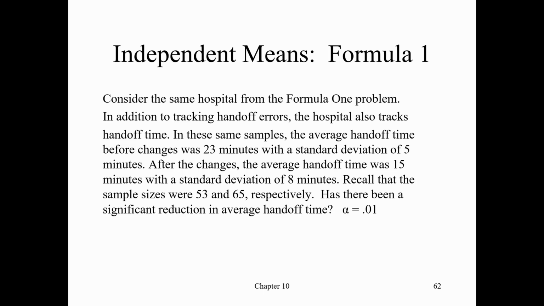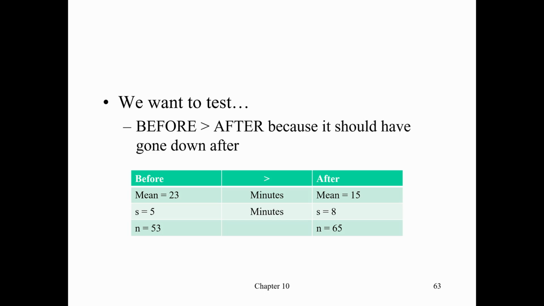Has there been a significant reduction in average handoff time? So I'm expecting the before to be greater than the after. So if I'm keeping it in this order, before greater than after, I have a greater than problem, even though the problem says reduction in handoff time. Remember, the order matters there. I could switch it and put the after first, and then that would be a less than problem. You could do that. Just make sure you switch the sign. Before should be greater than after because we're hoping time decreases.